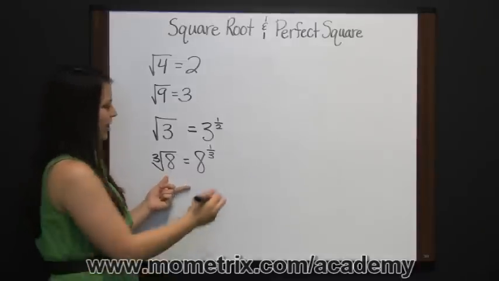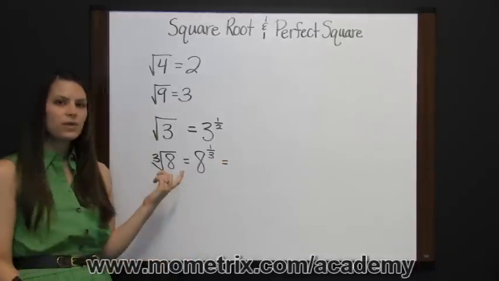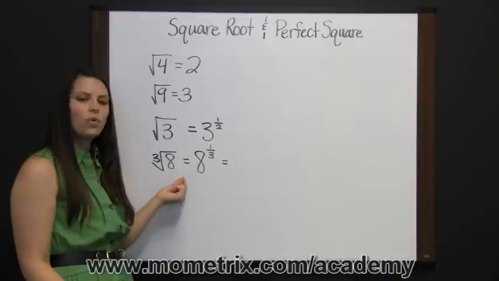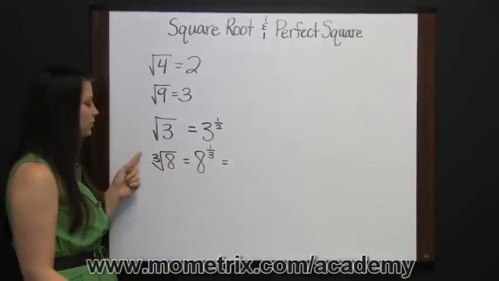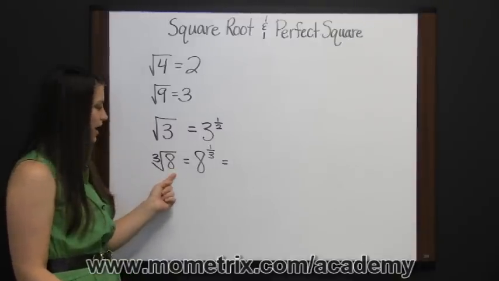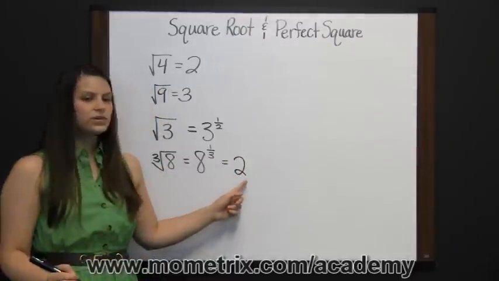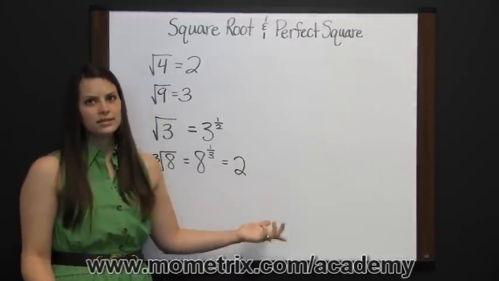And the cube root of 8 is very similar to finding the square root of a number, but when you find the cube root, you're finding what number times itself 3 times gives you 8. So the cube root of 8 is 2 because 2 times 2 times 2 is 8.